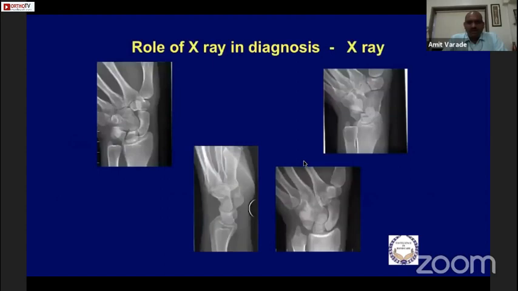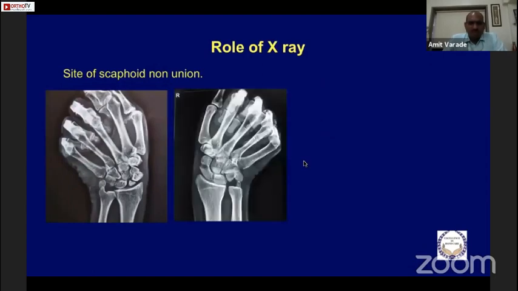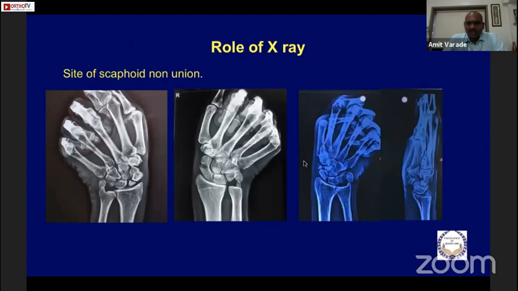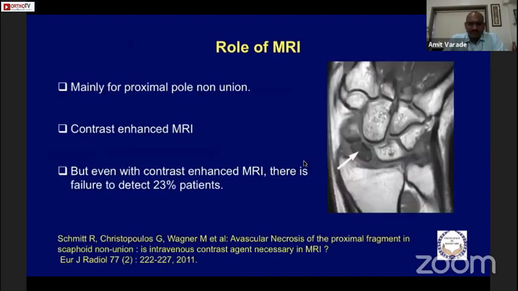We order this set of X-rays: X-ray PA view of the wrist in ulnar deviation, lateral view, oblique view, and elongated view of the scaphoid. X-ray is basically to see the site of non-union, whether it is at the proximal pole, a waist non-union, or a distal pole non-union. On X-rays, we can also see humpback deformity, when the lunate is extended and the distal pole of the scaphoid is flexed.